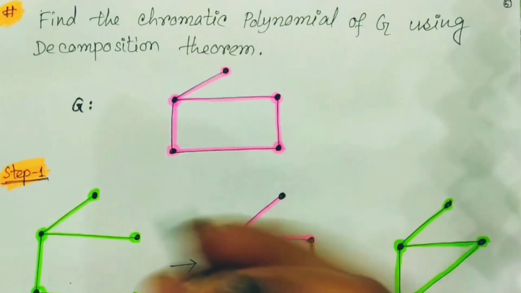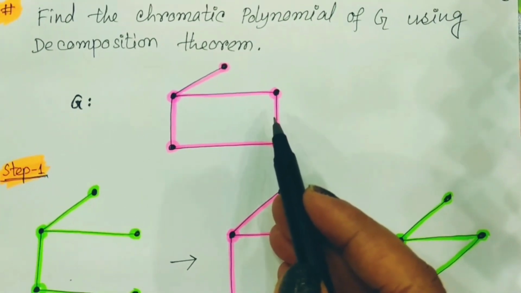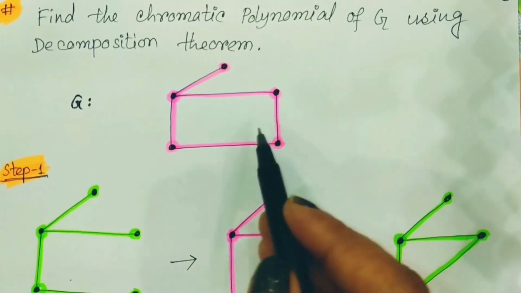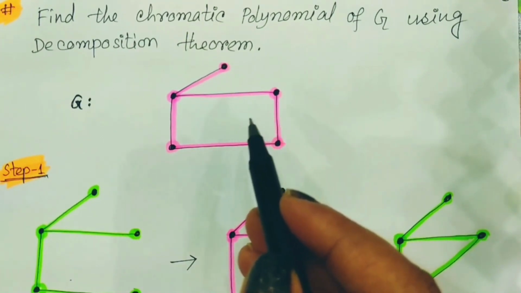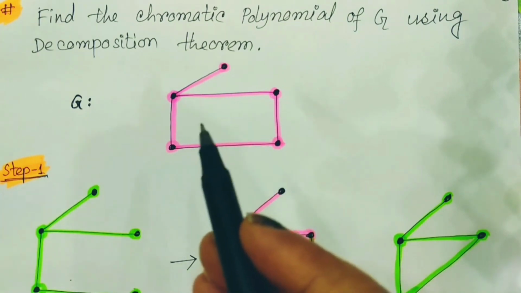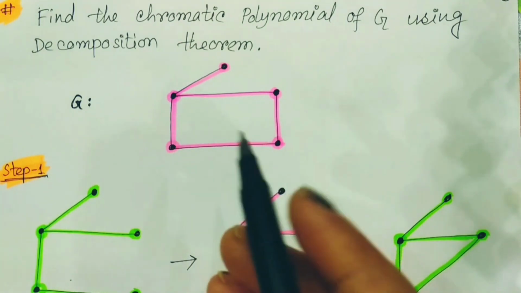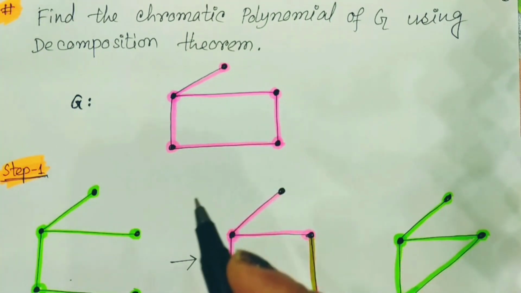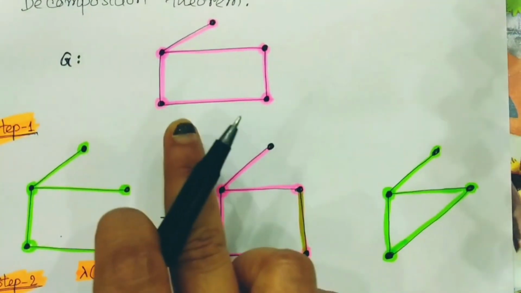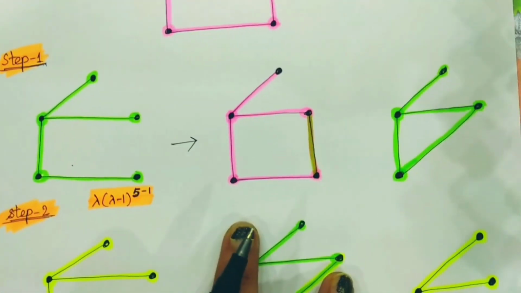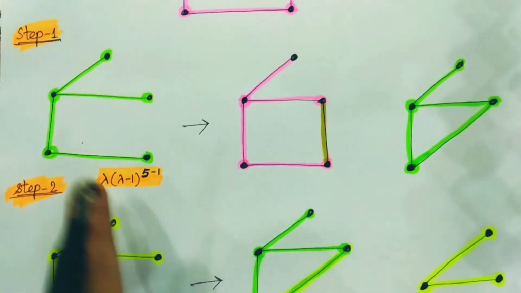In this given graph, if this particular edge is absent, then the graph becomes a tree. Is it not? So if this edge is not present, then it becomes a tree. And if it is a tree, then we know its chromatic polynomial, because for any tree the chromatic polynomial is lambda into lambda minus 1 to the power of n minus 1, where n is the number of vertices in the tree. So what should we do? Here, instead of decomposing this one, we consider the graph without this edge, so that the graph, let it be this one.